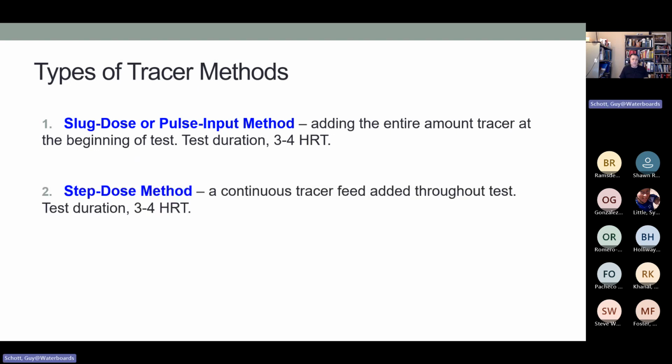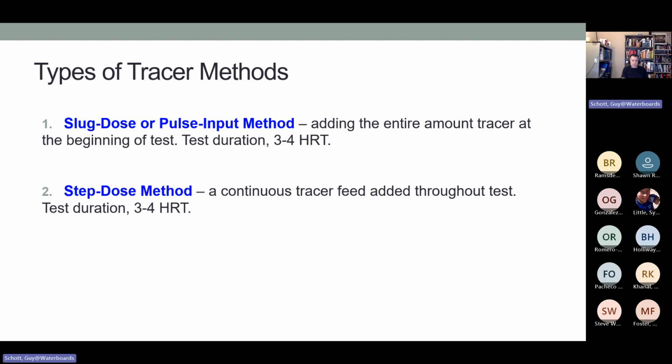And then we have the step dose method, which is a continuous tracer feed added throughout the test. The test duration is again anywhere from 3 to 4 hydraulic residence times. The reason for this, like for the slug dose, is that to get complete removal or recovery of whatever tracer you're adding, you need to run that test for 3 to 4 hydraulic residence times. And the same thing for the step dose: to see steady state, it takes about 3 to 4 times the hydraulic residence time.